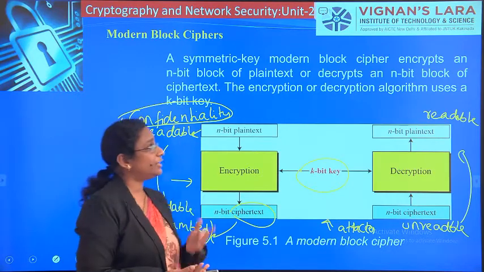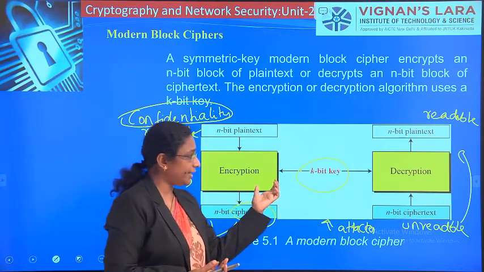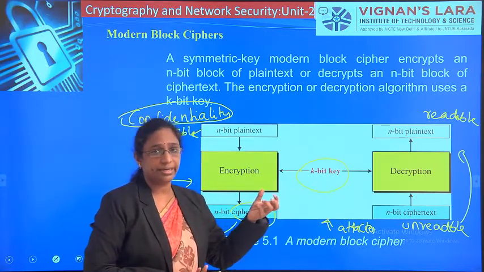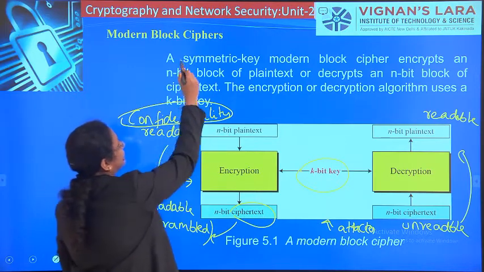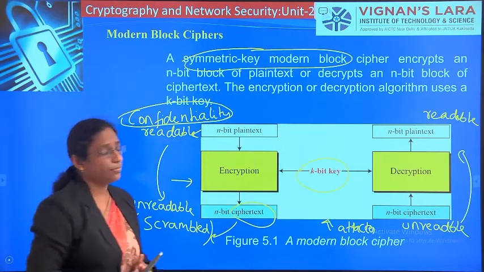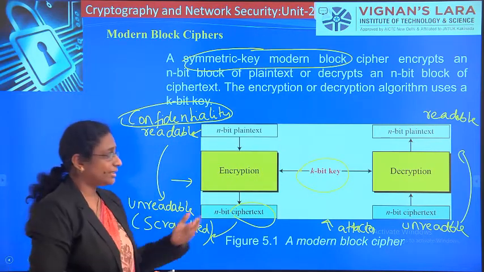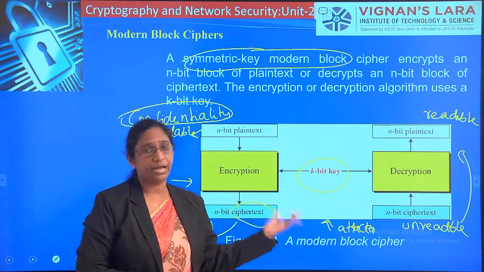That is the block cipher, where the sender and the receiver use the same key. So it is called a symmetric key block cipher. Symmetric key block ciphers means that the sender and the receiver use the same key for encryption and decryption.